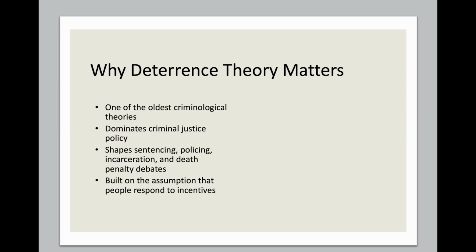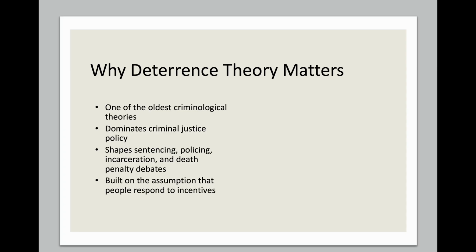When governments use mandatory minimum sentences, like three-strikes laws, sex offender registries, DUI checkpoints, drug enforcement, or the death penalty, they're often relying on some version of deterrence logic. Now, the core assumption of deterrence theory is straightforward. People respond to incentives. If crime becomes more costly, then people should be less likely to commit crime.